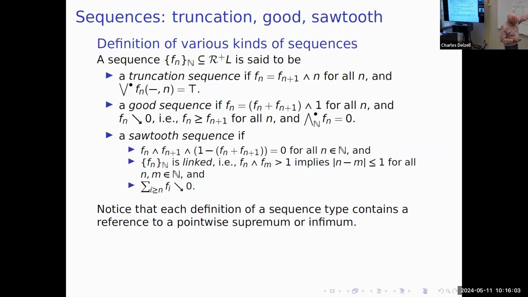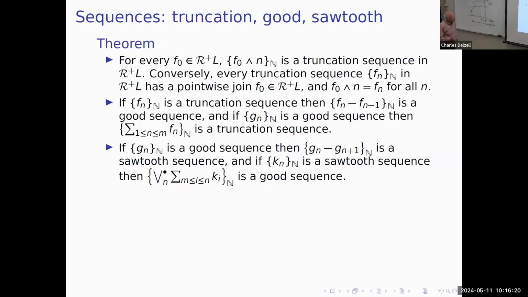Notice that each type of sequence has, as part of its definition, something involving a pointwise join or a pointwise meet. This convergence to zero here is simply the assertion that the sequence declines and that the pointwise meet must be zero. Well, I'm hiding the truth here, but here's the truth. The truth is that anytime you have a positive element of R of L, its truncates with the constant functions give you a truncation sequence. And conversely, if you start with a truncation sequence, you always are guaranteed to have a pointwise join existent in R of L. And that pointwise join has the original sequence as its truncates.